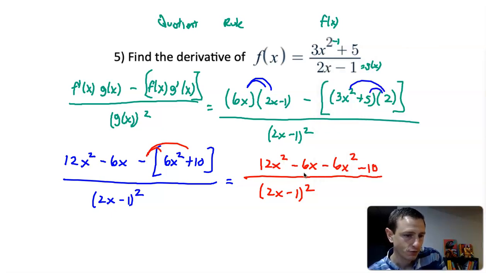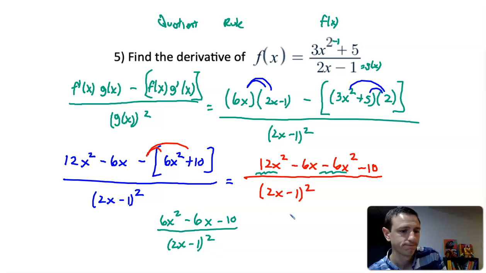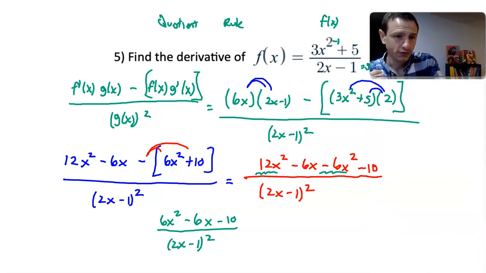Next, I want to combine like terms, and I have some like terms here. 12x squared minus 6x squared, those are like terms. So I'm going to get 6x squared minus 6x minus 10, all over 2x minus 1 squared. I want to show you what happens from this point. Right now you're looking at this and you're like, all right, I don't know if I'm done.